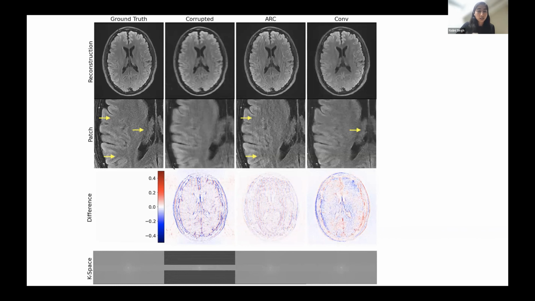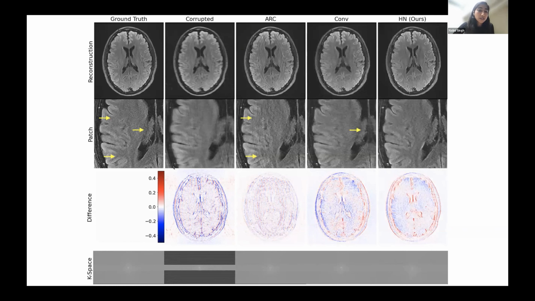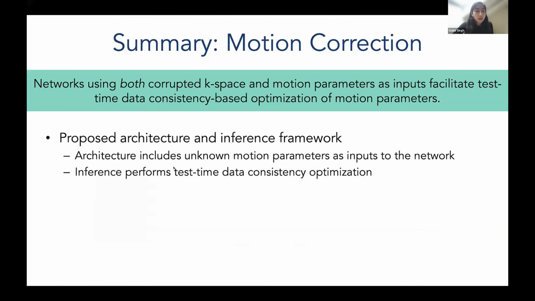We can compare those reconstructions to the results from our method. And you can see, especially as highlighted by the yellow arrows, that our method provides really sharper reconstructions without motion artifacts and is in general quite faithful to the ground truth reconstruction. So to summarize, we've shown here that networks that use both corrupted K-space data and motion parameters as input allow you to do this test time data consistency-based optimization, which lets you find good estimates for motion parameters and get a really good reconstruction.